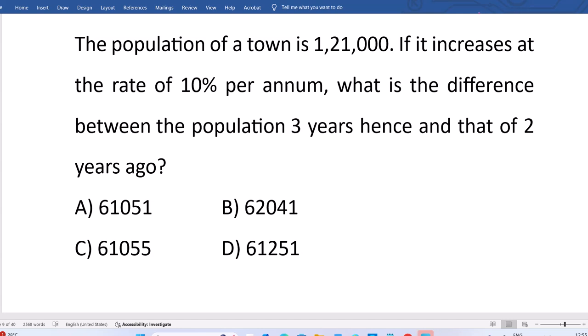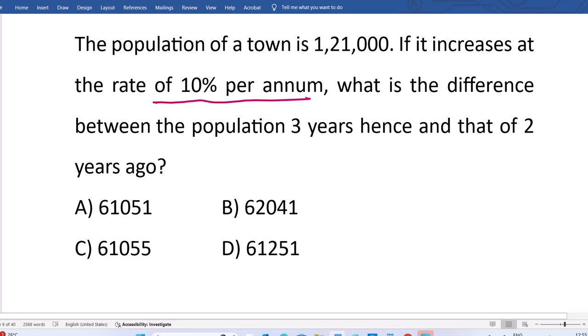Right, so see this, okay, the question given in TCS company where virtual calculator is allowed. If you know the approach, fine, then cool. So the population of a town is 1,21,000 and the rate it is increasing is 10% per annum. Every year 10% is the population increase.